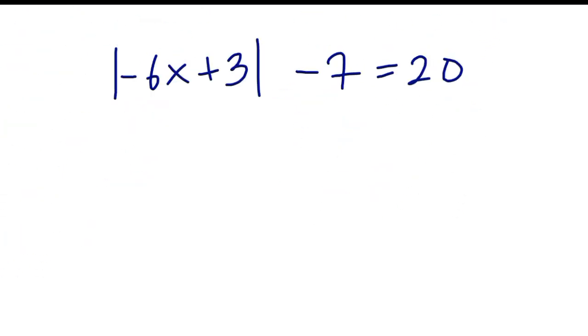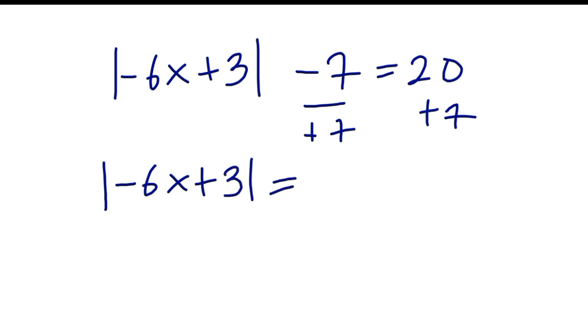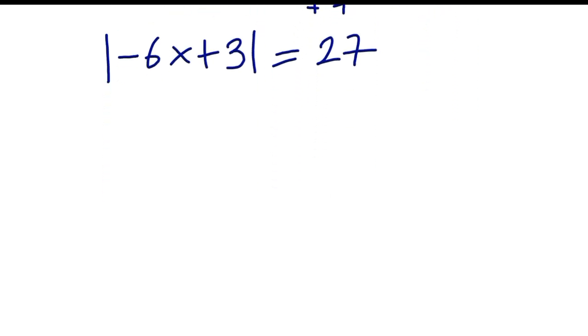Now, another example, we have this question. The absolute value of minus 6x plus 3, minus 7, is equal to 20. Now, we can't just go ahead and split this linear equation into the negative and positive parts. We're going to try getting rid of this minus 7 first. So what do we do? We add positive 7 to both sides of the equation. So this is going to give us the absolute value of minus 6x plus 3 is equal to 27. Now, you can go ahead and split it into two equations.